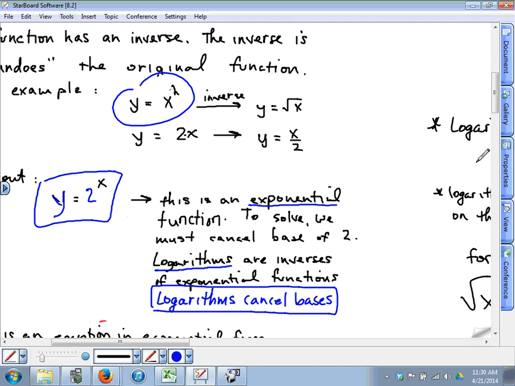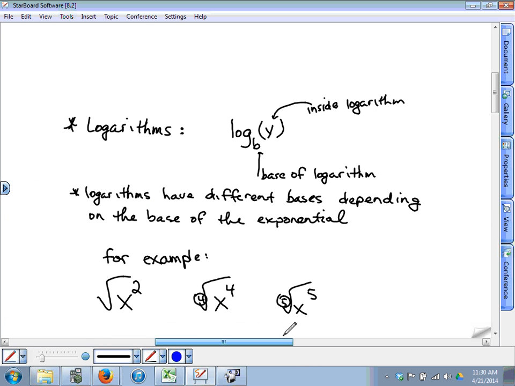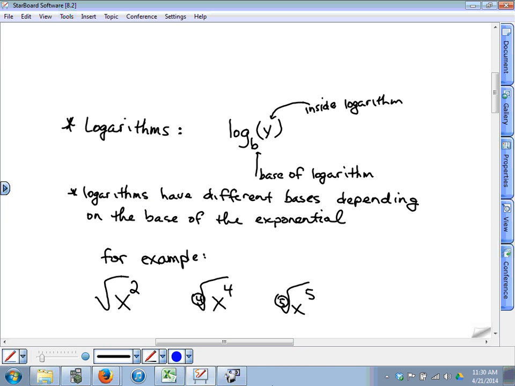I kind of ran out of room, so I'm going to write this off to the side, but I want you to write this underneath so it just keeps going down on your notes. Here's how you represent a logarithmic expression. A log has a base, and it's written very small, as a subscript. Log base b of y. You would read that out loud, log base b of y. That's how you read that out loud.